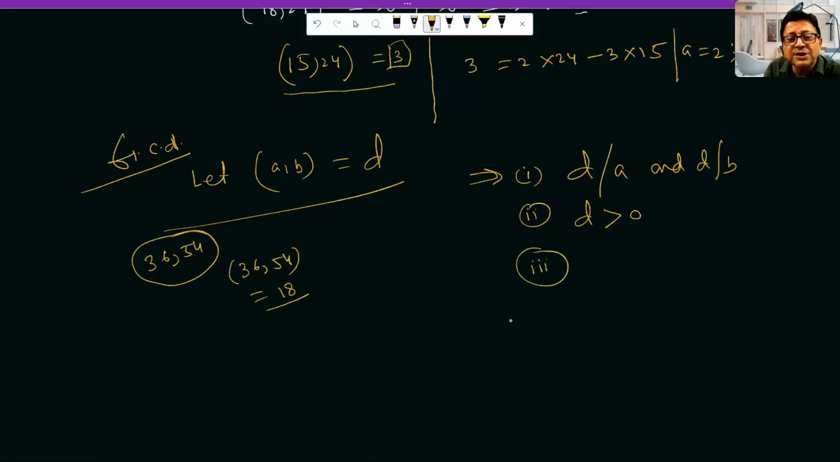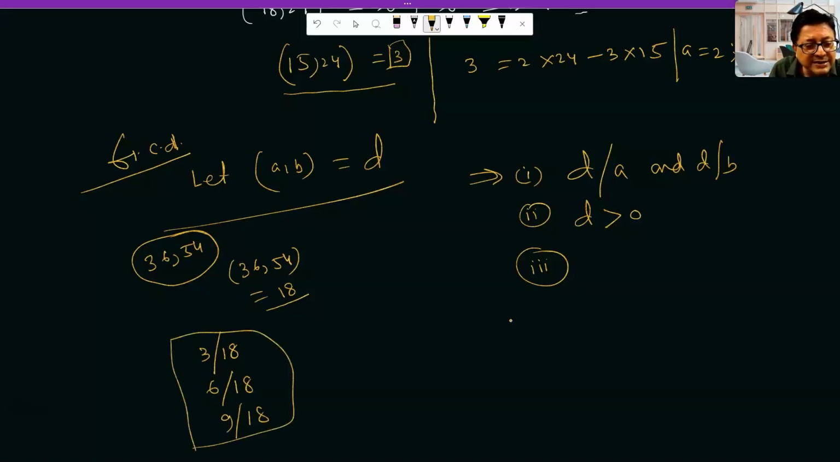And the third condition is that, which you will understand after learning this. For 36 and 54, the GCD is 18. You agree or not? Now you see, 3 divides 18, 6 divides 18, 9 divides 18. All of them are divisors of 36 and 54, but they are not the greatest divisor. The greatest divisor is 18 only.